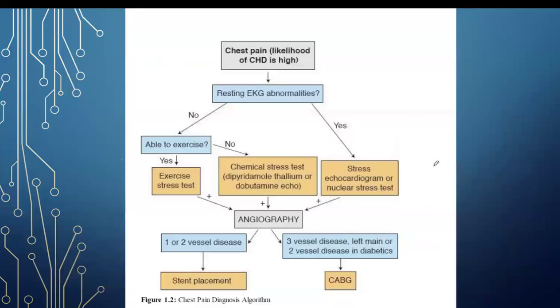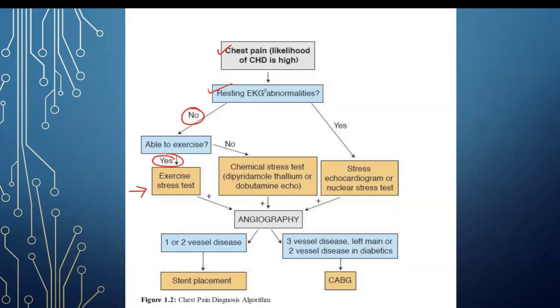Now, this will give you the guideline for all the things that we have discussed so far. So let's say you have got a patient with chest pain and you think that this is a cardiac chest pain. So you did a resting ECG and resting ECG was fine. Okay. So because you're thinking it is a cardiac pain and the patient doesn't have any baseline ECG abnormality, the patient is also able to exercise. So you send the patient to a stress test, right?